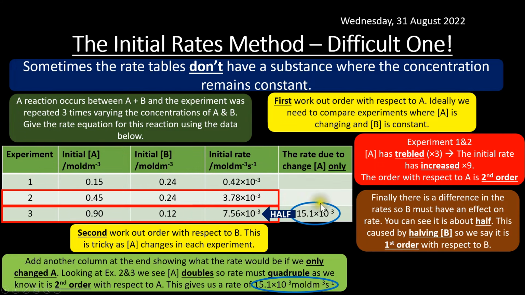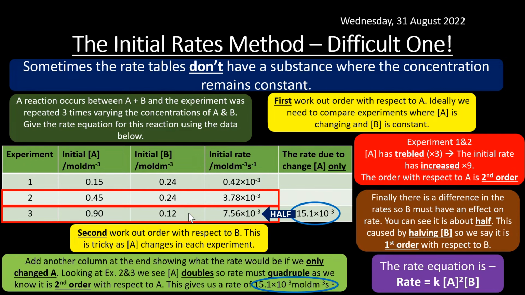Now what we want to look at is the difference. This is what it would be if it was just looking at A. What impact has B had? We can see there is a difference in the rates, so B does have an effect. It's about half, and this is caused by halving B. B is halved in terms of concentration, and so has the rate. The rate is halved from the hypothetical value. So what we can say is that the reaction is first order with respect to B.